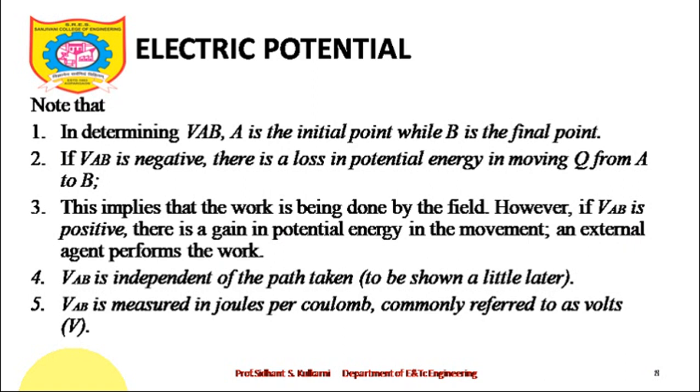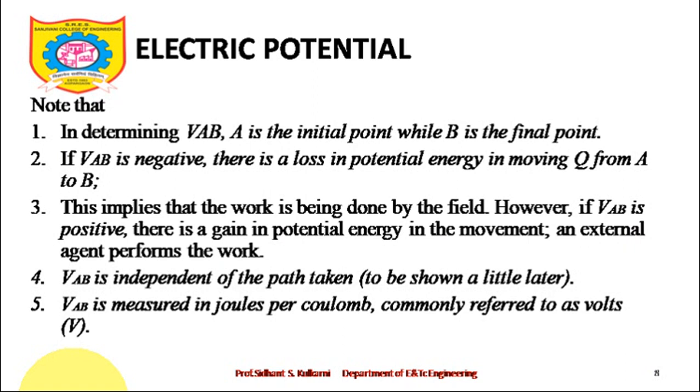Now the last certain points that we will summarize: note that in determining the potential difference VAB, A is the initial point and B is the final point. If we get VAB as negative, there is a loss in potential energy in moving Q from A to B. You already know these concepts of physics. This implies that work is being done by the field. However, if VAB is positive, there is a gain in potential energy in the movement, and an external agent performs the work. That's the usual practice. We will make that assumption.